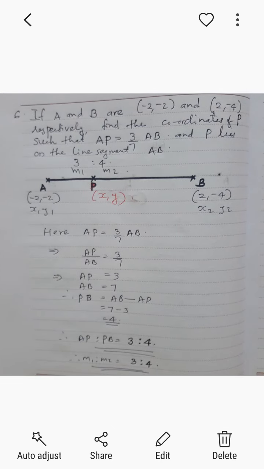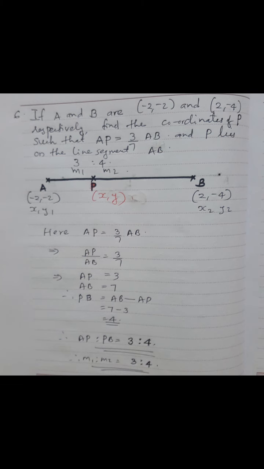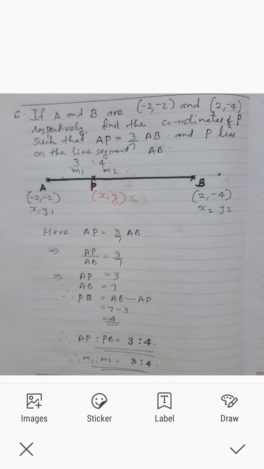Next one. If A and B are (minus 2, 2) and (minus 4) respectively, find the coordinates of P such that AP equal to 3 by 7 AB and P lies on the line segment AB. This is also a simple problem but important. So, if A and B are given, find the coordinates of P such that AP equal to 3 by 7 AB and P lies on the line segment AB.